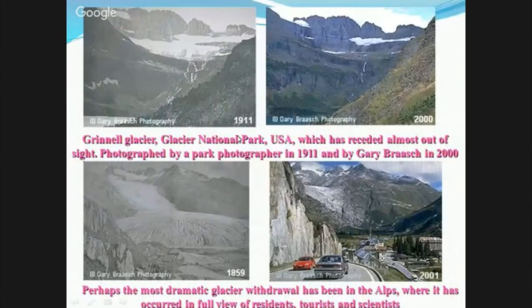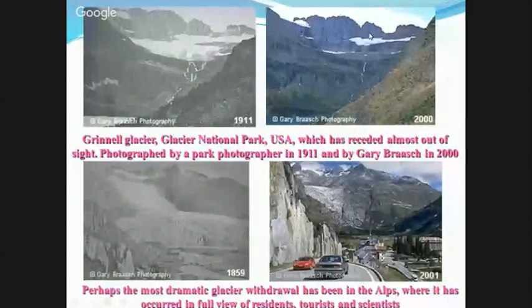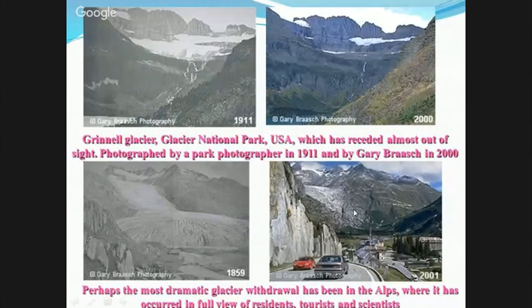Similarly, you can see one picture taken in 1911 and one of the same place in 2000. What is the difference? Similarly, in 1859, and this is the area now. It is not covered with ice. It has roads and buildings also. Earlier in 1859 it was completely under snow. So that is the changing data. This is the most dramatic glacier withdrawal in the Alps, which has occurred in full view of resident tourists and scientists. This is a very good picture which shows what was there in 1859 and what is there in 2001.